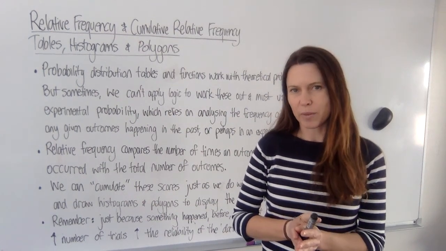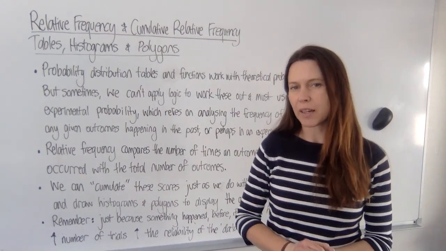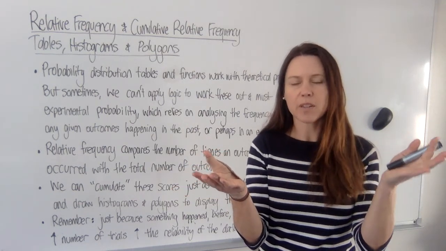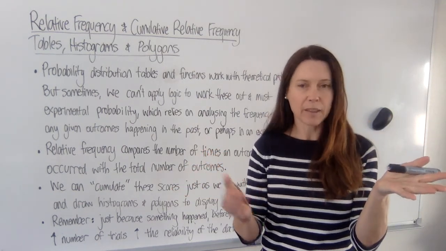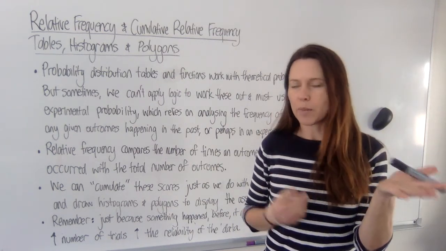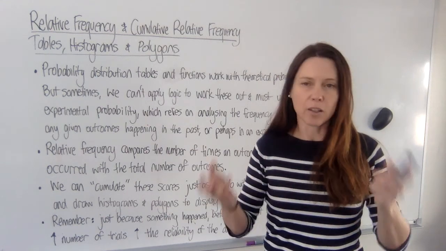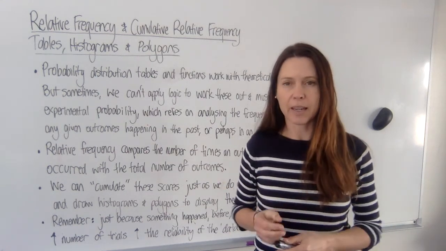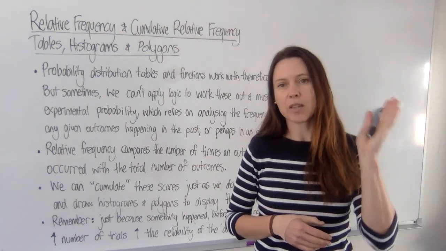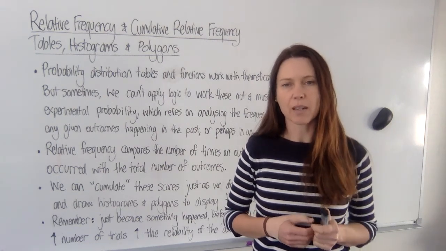Now let's take a step backwards and just remember that probability can either be experimental or theoretical. Now we focus a lot of the time on theoretical probability. That's where we just use logic to work out the chances of something. So a good example would be a coin has two sides. Logically, the coin is equally likely to land on either of those sides, and so we can say that the probability of tails is 1 out of 2, or 50%.